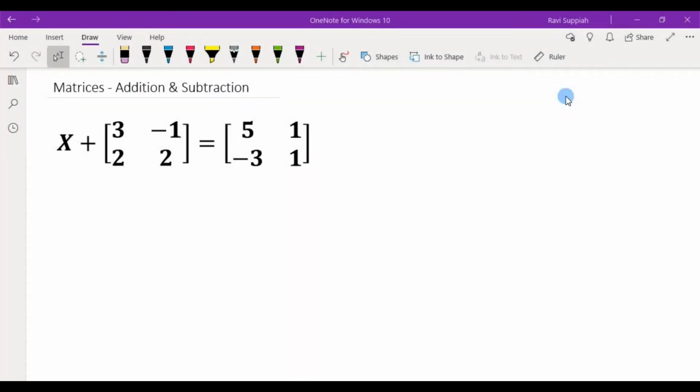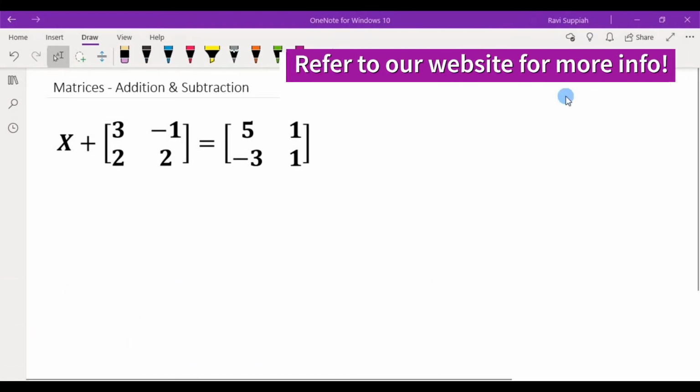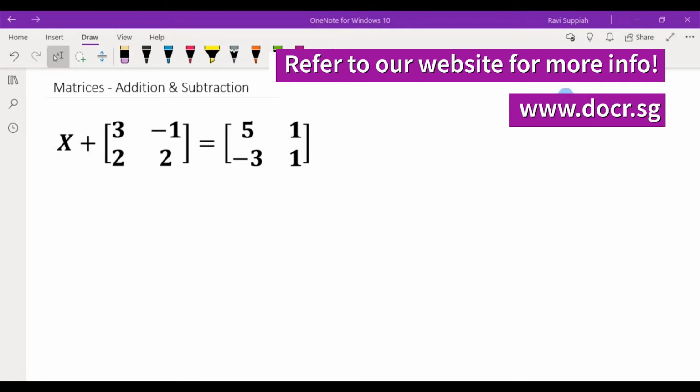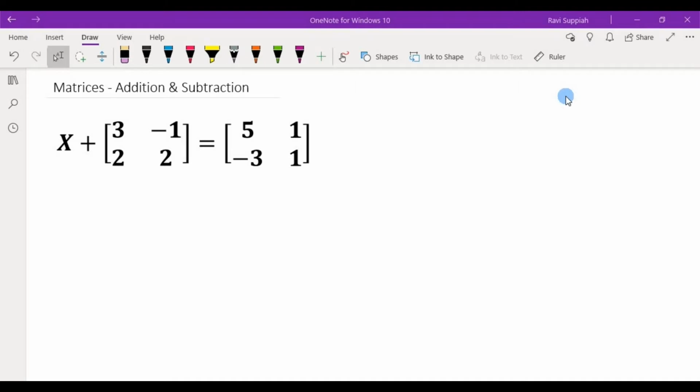Hi, let's look at this matrix addition question over here. As you can see, what we have is actually an expression x plus a matrix equals to another matrix, and we are supposed to find x.